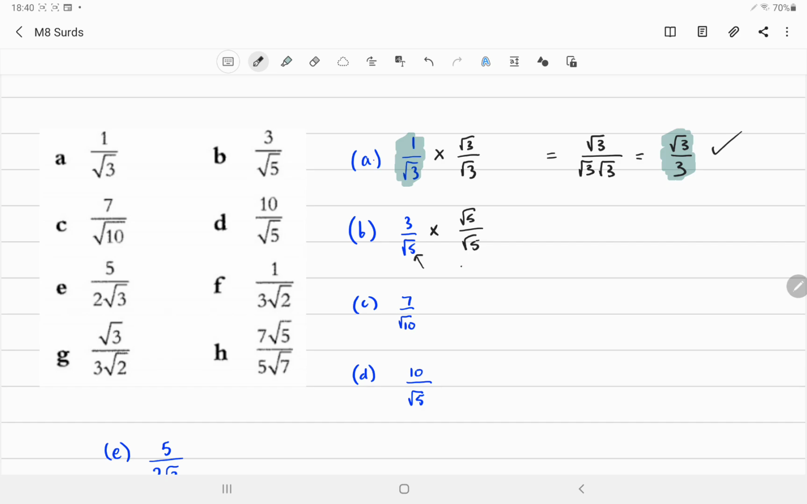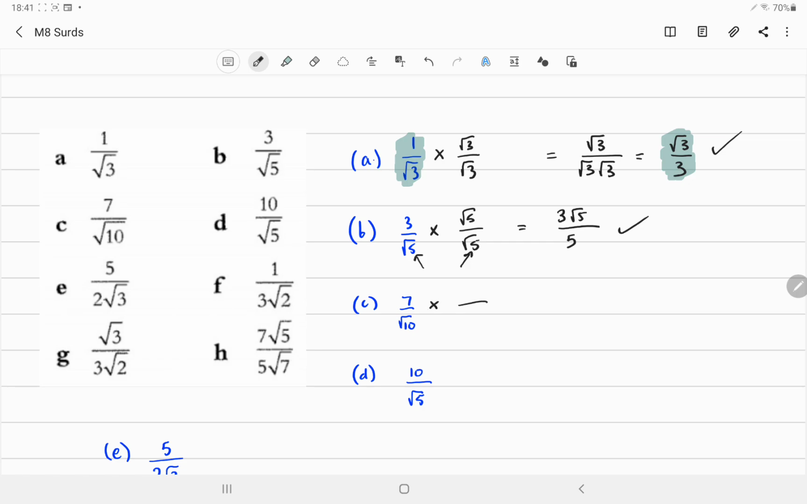Part B, we're going to multiply top and bottom by root 5, because there's a root 5 here, and we multiply it by root 5, we're going to get 5 on the bottom. But multiply across the top, you get 3 root 5. So another equivalent fraction, but this time no surd on the bottom.